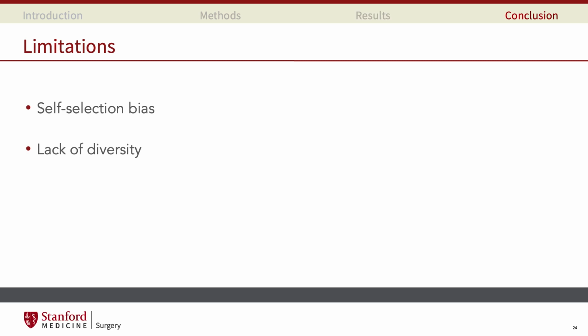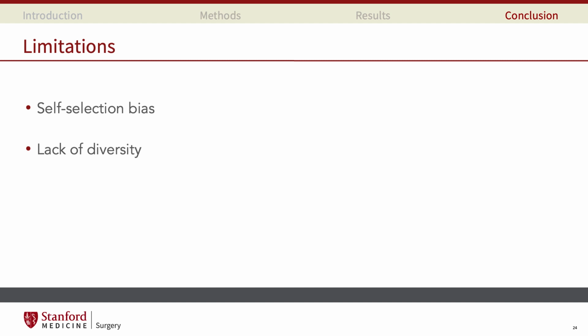So one limitation of our study was that patients who opted to participate in the prehabilitation study were probably more likely to engage in physical activity and healthy eating in the first place. We don't know about those who didn't enroll in the study in the first place. And another major limitation was the lack of diversity in the patient population. So, and for next steps, we're definitely trying to address those limitations.